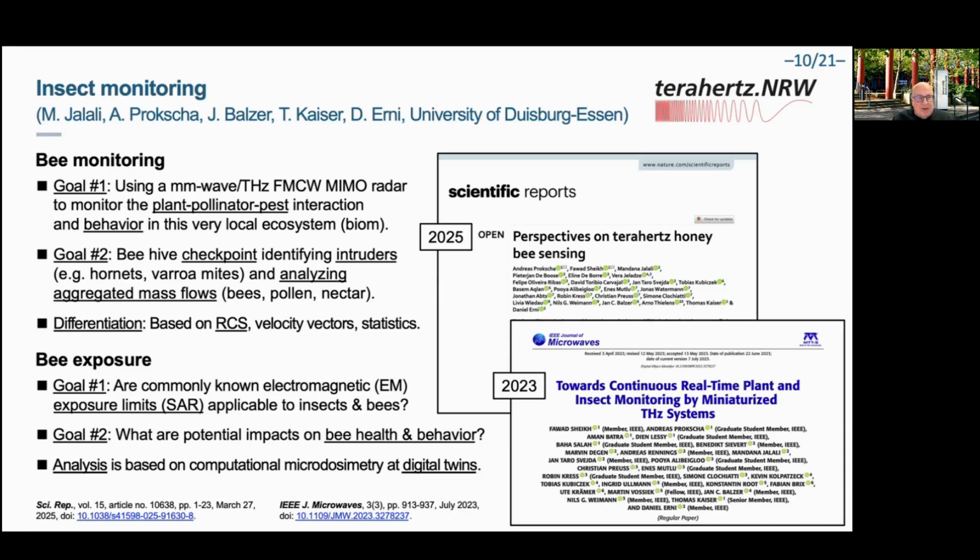So the analysis here in the exposure realm is based on computational microdosimetry using digital twins. So on the right-hand side, you see two joint publications from the group in Terahertz.nrw. In the first one, the older one, we just draw our view on terahertz monitoring of insects and plants. And the newer one deals really with terahertz honeybee sensing, and lots of the results I show here are also coming from this paper.